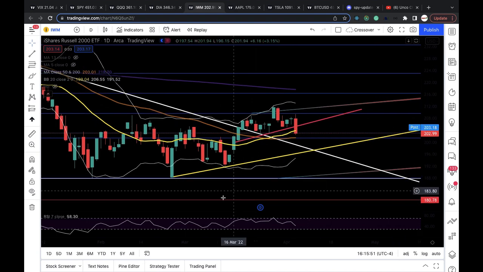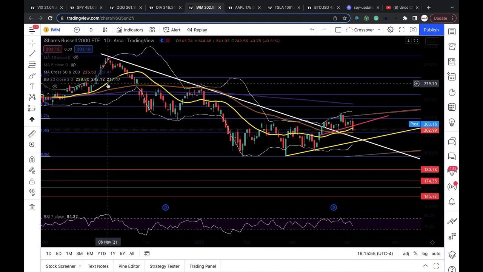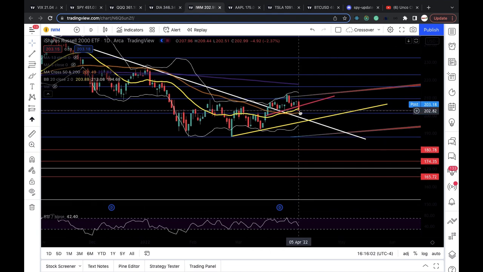That's based off of this white trend line, this downtrend line. There's been a downtrend since November. It connects to the January high. We broke out of it back on March 18th, and pretty much if we break below 198.9, that's a false breakout, very bearish.